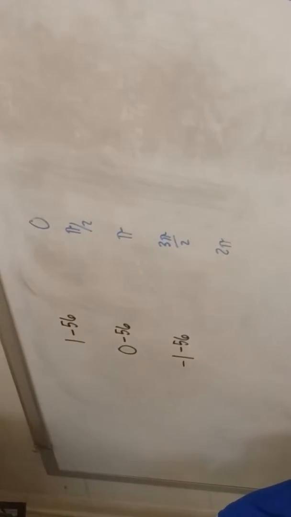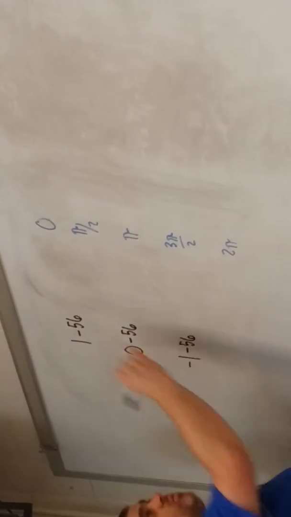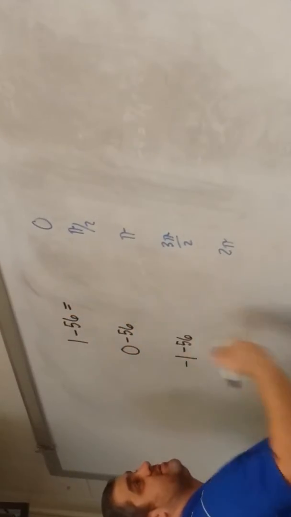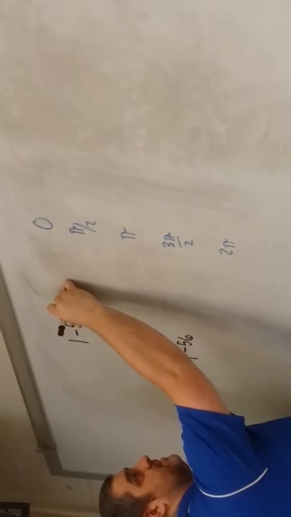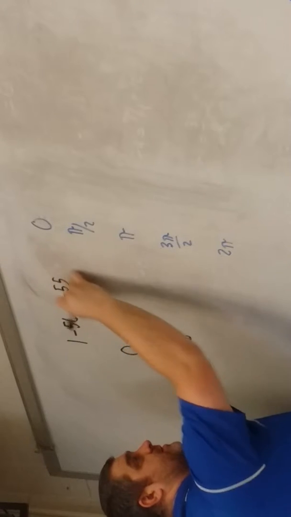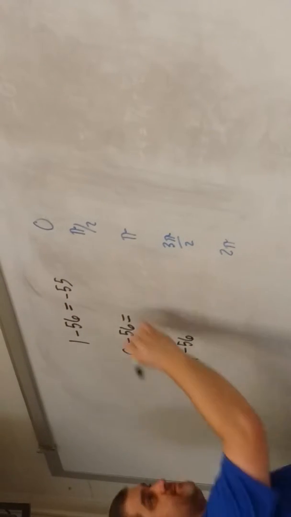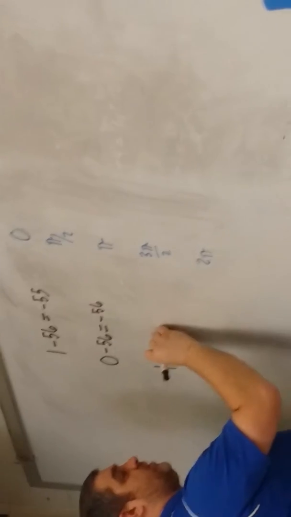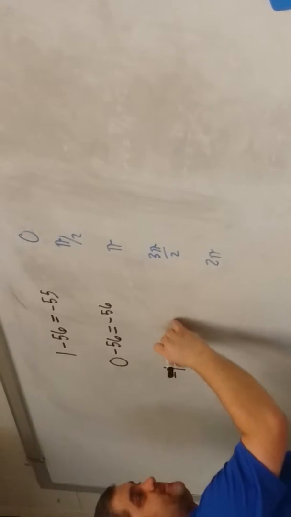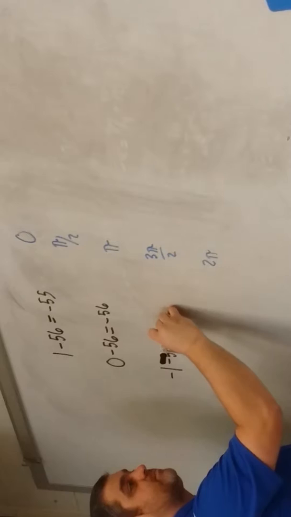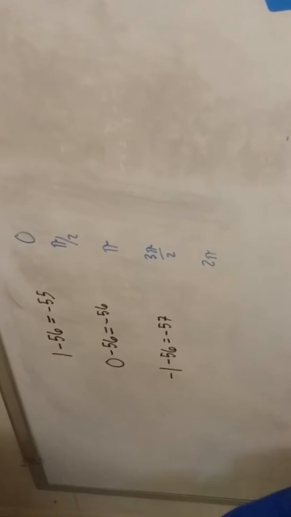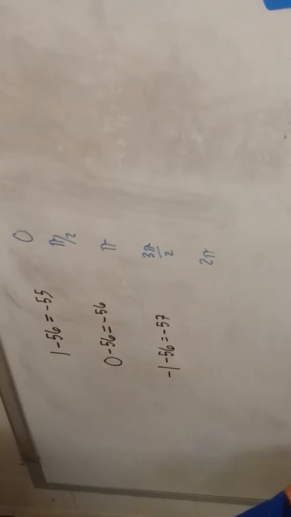Good so far? What's 1 minus 56? Negative 55. No, it's 55. What's 0 minus 56? Negative 56. And what's negative 1 minus 56? Negative 57. Is everyone good on how I got those 3 y values? Yes.